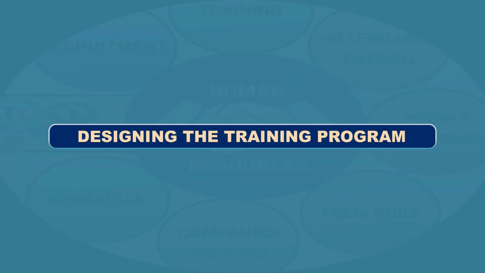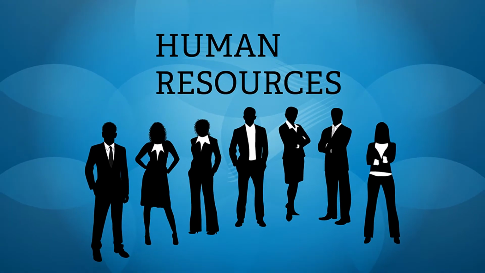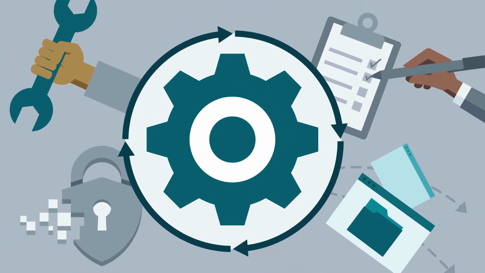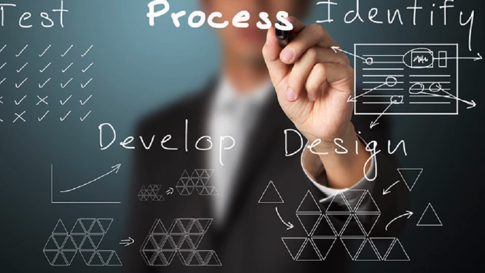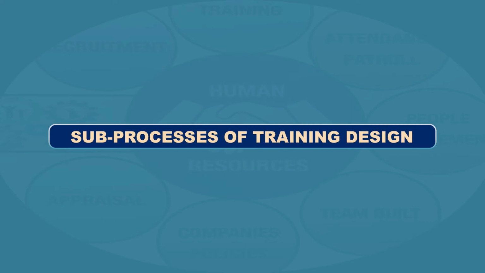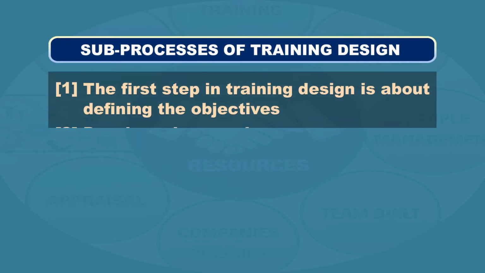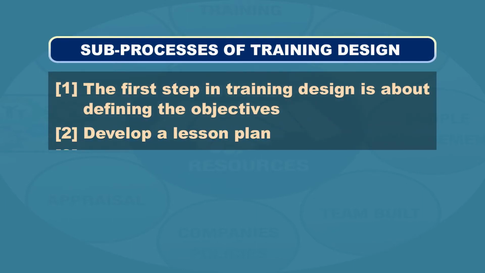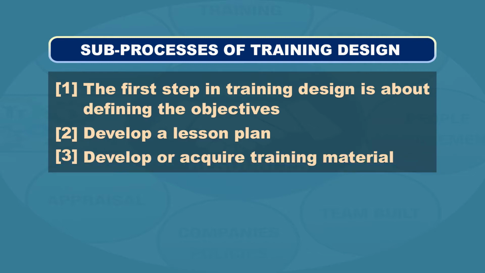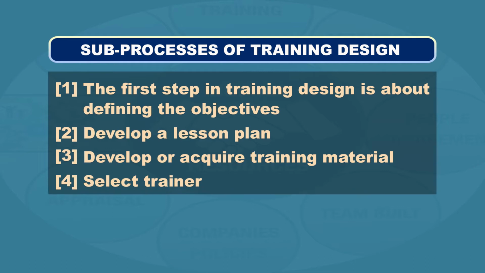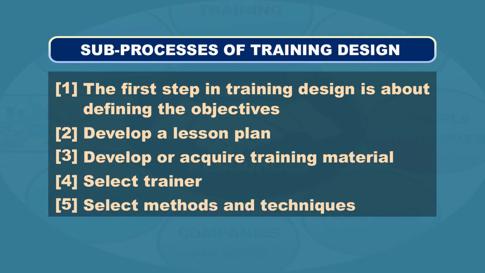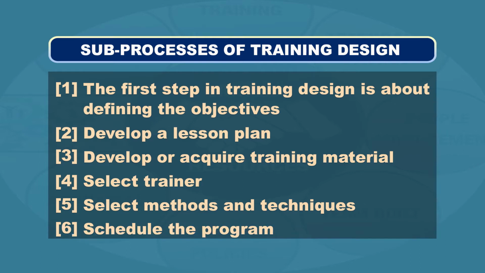Next, we discuss the steps in designing the training program. For the specialist in human resource development, designing of training programs is itself a complex process with a number of sub-processes. For the purpose of this course, we will present the sub-processes of training design briefly as 6 steps. The first step in training design is about defining the objectives. Second, develop a lesson plan. Third, develop or acquire training material. Fourth is select trainer. Then comes select methods and techniques. And the last is schedule the program.